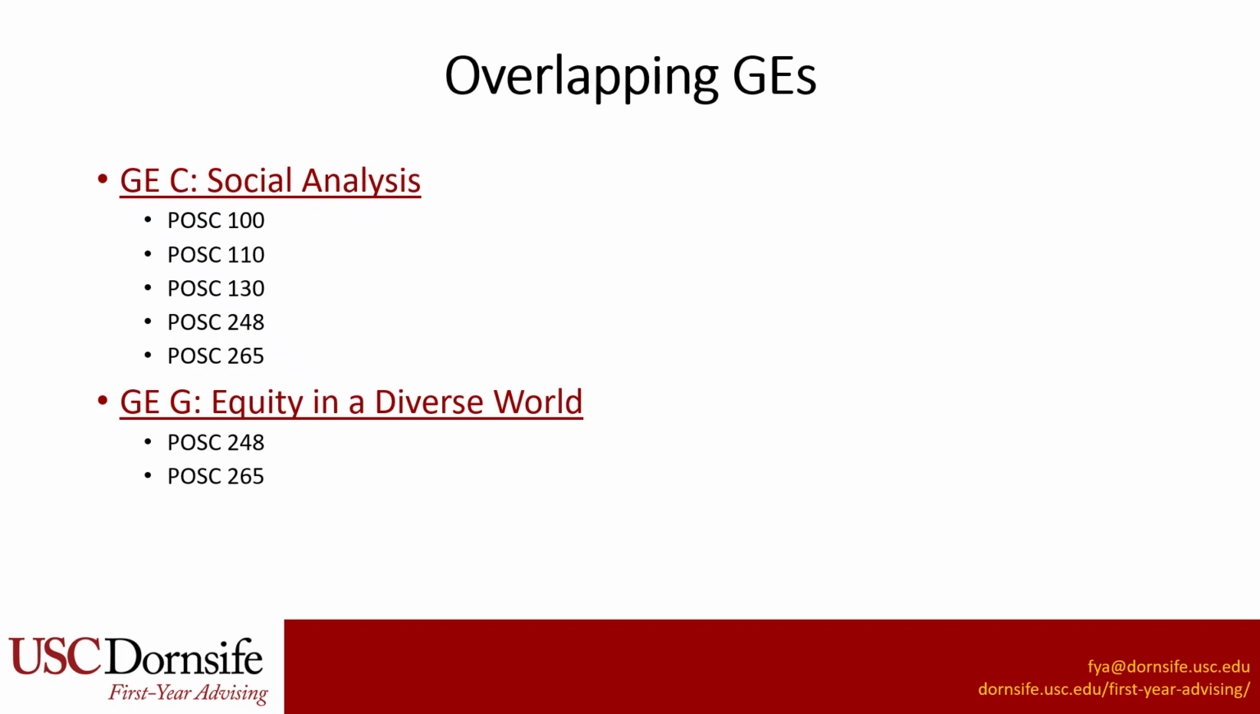And so there are a lot of lower division poli-sci classes that can count for some of your GEs in addition to your major requirements. And so the majority of these are going to be under GE-C, social analysis. And then poli-sci 248 and poli-sci 265 will also count for GE-G as well.